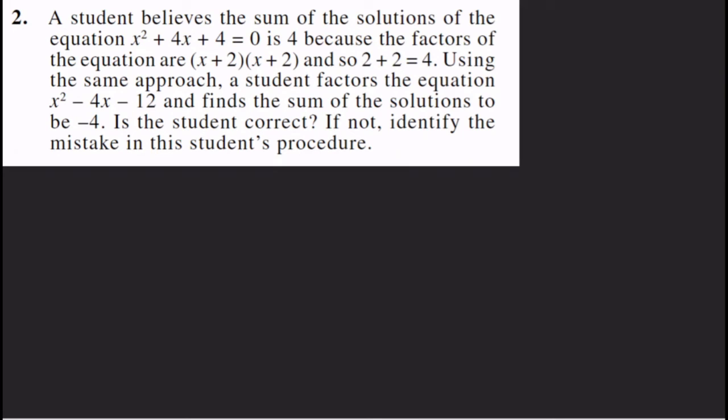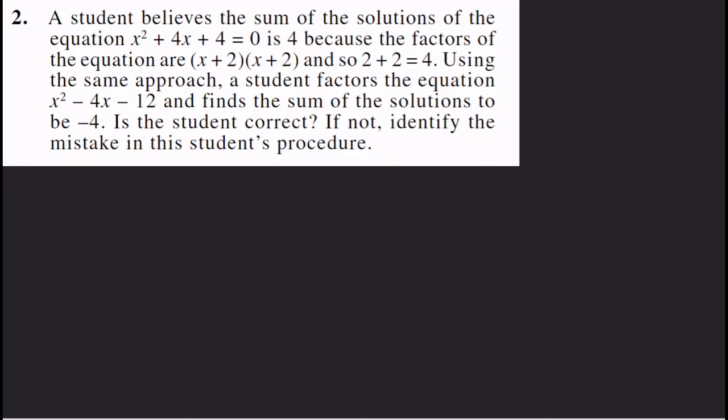Using the same approach, a student factors the equation x squared minus 4x minus 12 and finds the sum of the solutions to be negative 4. Is the student correct? If not, identify the mistake in the student's procedure. And so what we've got here is a student who is solving it, and they factored it correctly, and they just so happen to be working with one where it kind of works out this way.